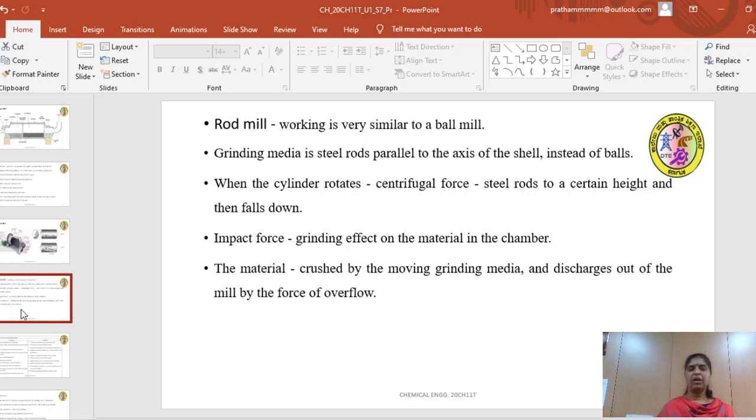As the mill rotates, the rods are carried up and dropped from a certain height, and then fall onto the feed material. Thereby the grinding or crushing action takes place, usually by the impact force. The grinding effect on the material in the chamber is by the impact force.